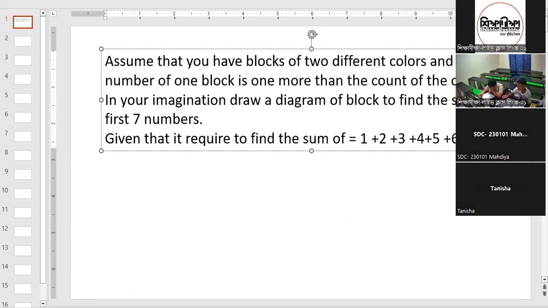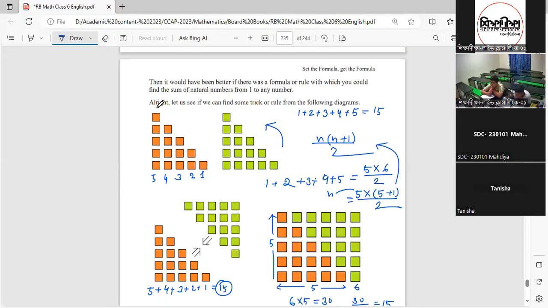If we draw the diagram in our imagination, drawing the diagram will be easy. So we are advised to imagine the whole scenario. So let's think about that. We have 7 blocks horizontally and 7 blocks vertically, as we had here, right? Like we had 5 blocks in this one and 5 blocks there, right? So in this case, we can actually arrange them in 7 blocks.